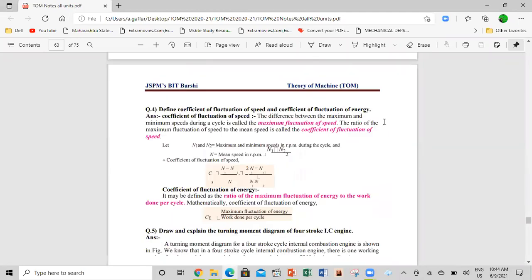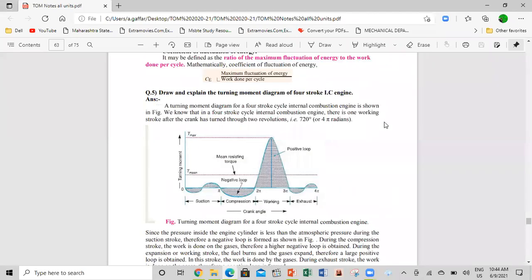Then the next term is the turning moment diagram for a 4-stroke IC engine. I have told already, in a 4-stroke IC engine, there are 4 strokes. First one is suction, second one is compression, third one is working, and fourth one is exhaust.